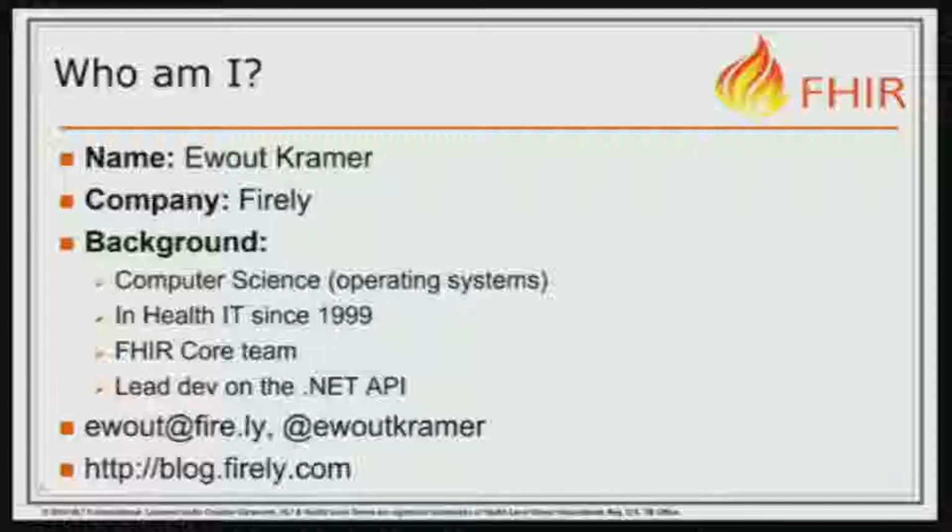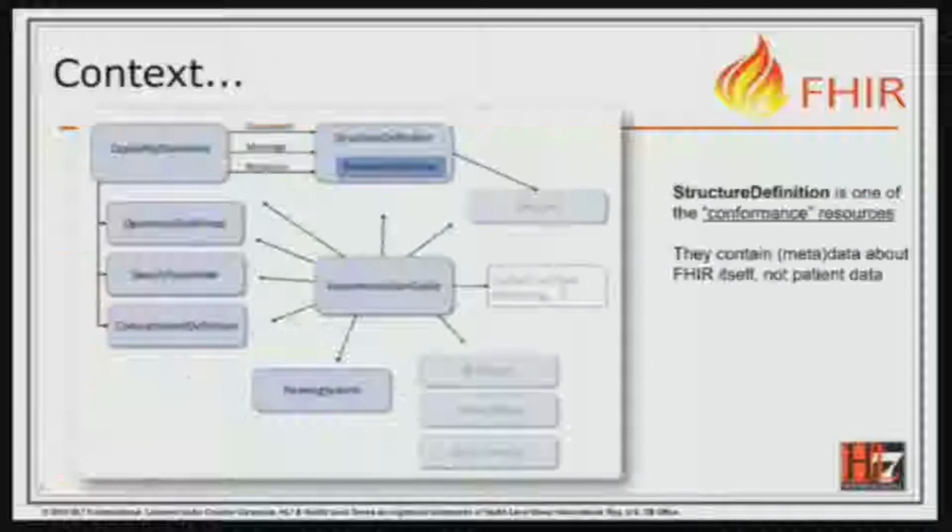So my name is Ewout Kramer. I work for a company called FHIR from the Netherlands. I also work on the FHIR core team and I'm the lead developer on the .NET API. And Structure Definition is one of the parts of the FHIR specification that I have been working on mostly together with Graham. And it's a foundational resource because we use it to define what's in the FHIR specification.